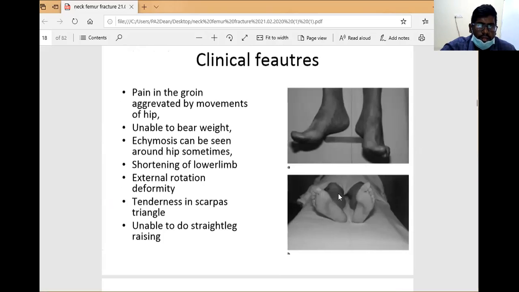In intertrochanteric fracture also there is external rotation deformity, but it is greater than 45 degrees. The lateral border of the foot touches the couch. Why? Because that is an extracapsular fracture. Here in fracture neck of femur, the capsule prevents the full external rotation of the limb.